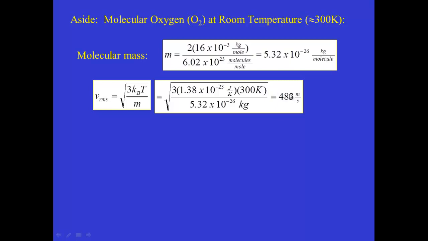So a value for a typical atom or molecule at a temperature near room temperature is on the order of several hundred meters per second. And that, of course, if you look at the formula, will depend on the mass of the molecule and the temperature of the system. Generally speaking, at a particular temperature, lighter molecules have higher speeds.